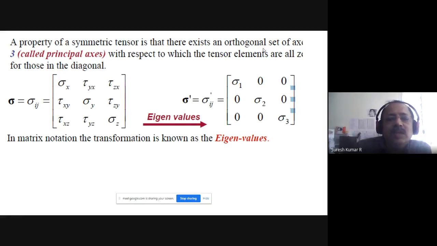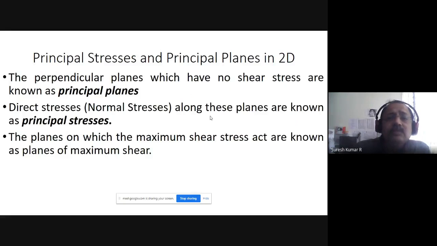Now, in 3D, we have 3 principal stresses, sigma 1, sigma 2, sigma 3. If I am given a 3D state of stress, then I can get the principal stresses by a transformation called eigenvalues. Right? We have one command called eigenvalues, then we get all the 3 principal stress components. Now, as I said, principal planes are the planes on which there are no shear stress components, and the principal stresses are the normal stresses acting on these principal planes.